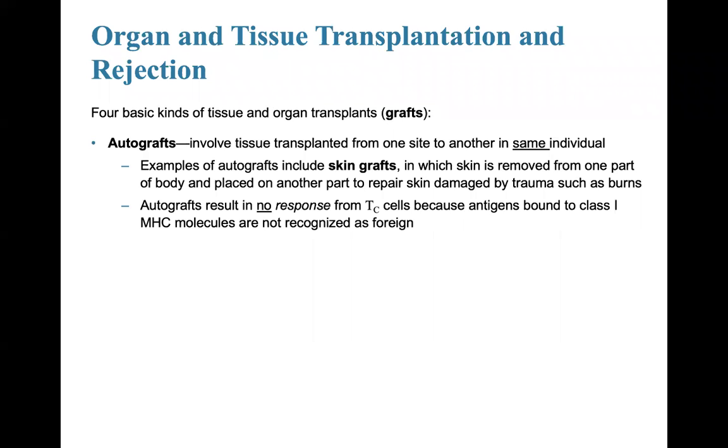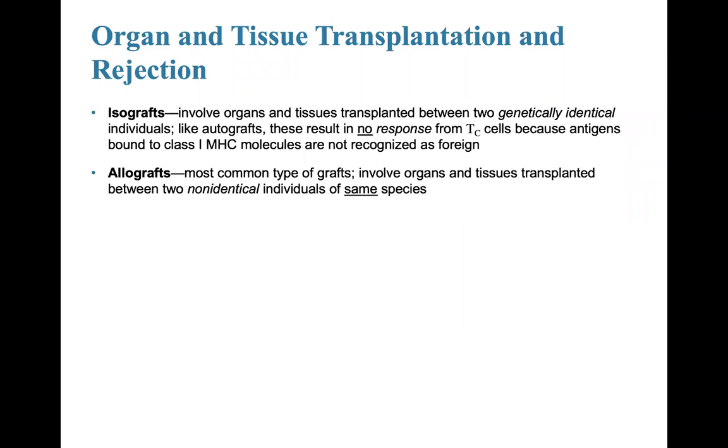Now, let's talk about organ and tissue transplantation and rejection. There are 4 kinds of tissue and organ transplants or grafts. Autografts involve tissues transplanted from one site to another in the same individual. Isografts involve organs and tissues transplanted between 2 genetically identical individuals. This would be if you have an identical twin lying around. Like autografts, these result in no response from the cytotoxic T cells because antigens bound to the class I MHC molecules are not recognized as foreign.